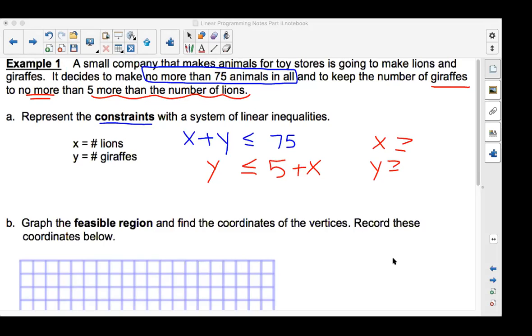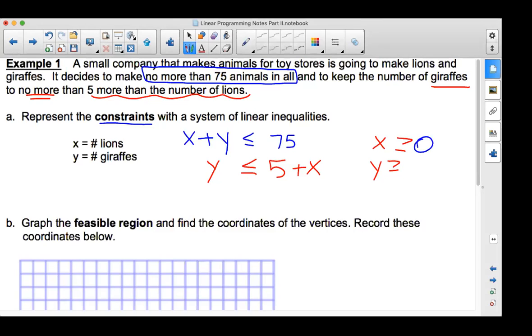Any other ideas? Why 0? Well, because we're talking about animals. Yeah. Nice job. So we're talking about animals. We can't make a negative amount of animals. So a constraint is restricting them from being a negative amount. So if they can't be negative, they could be 0 because maybe I'm not making giraffes or maybe I'm not making lions. But they have to be bigger than 0 as well.